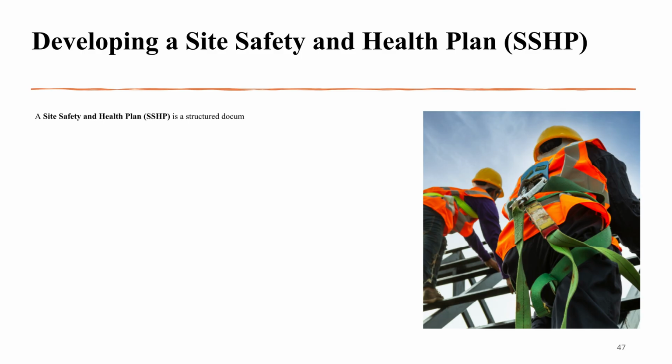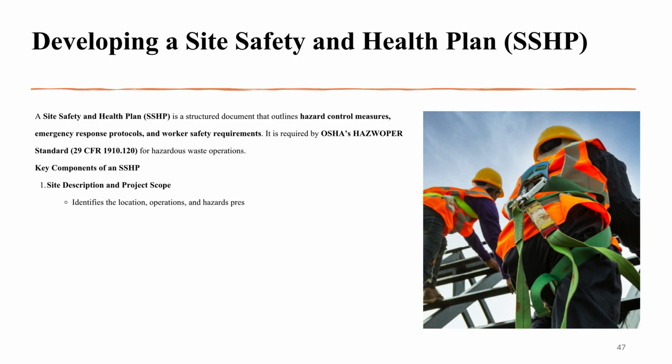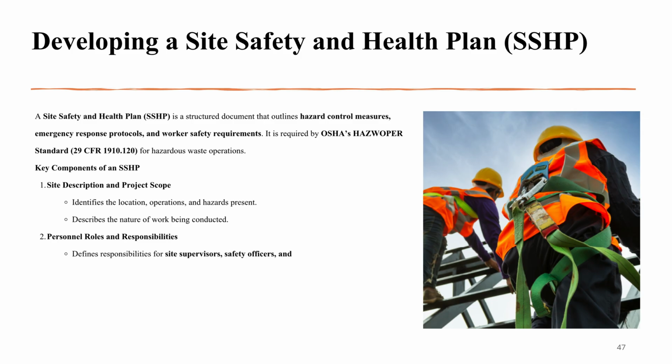Developing a Site Safety and Health Plan, SSHP. A Site Safety and Health Plan, SSHP, is a structured document that outlines hazard control measures, emergency response protocols, and worker safety requirements. It is required by OSHA's HAZWOPER standard, 29 CFR 1910.120 for hazardous waste operations.